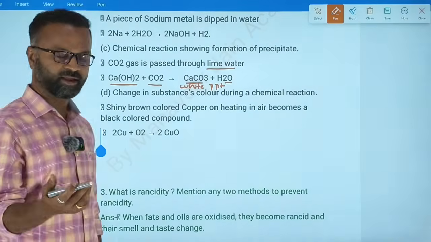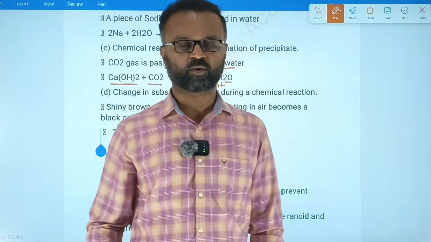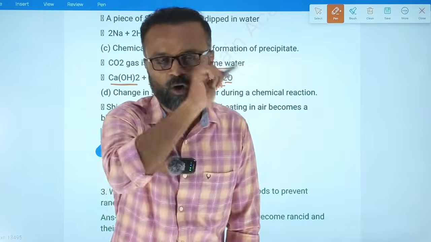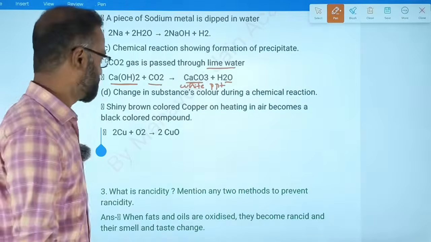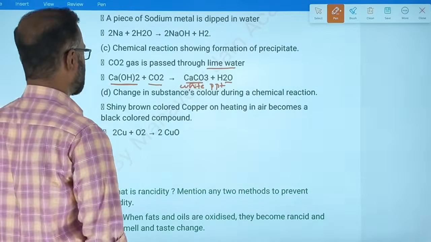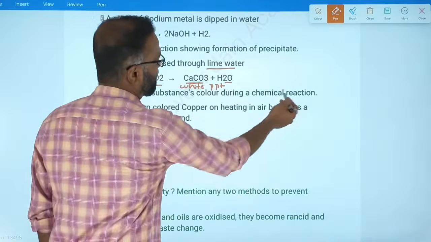Similarly, one more example we can take is the reaction of barium chloride and sodium sulfate. It will form the white precipitate of what? Barium sulfate. White precipitate of barium sulfate. Now the next question is change in the substance color during a chemical reaction.